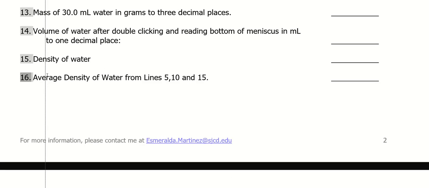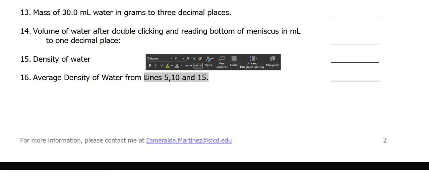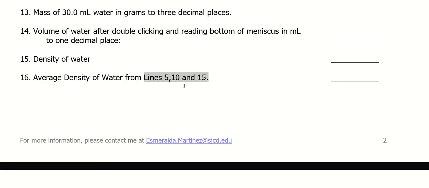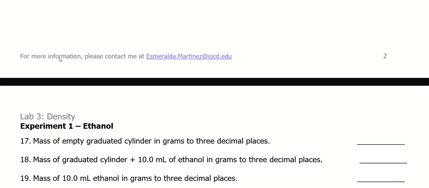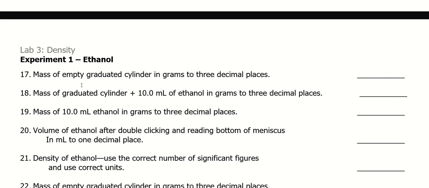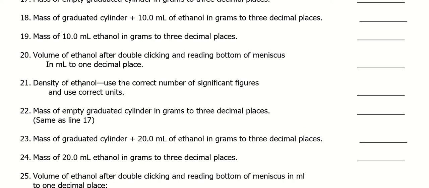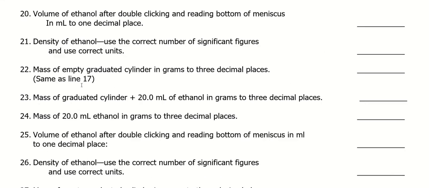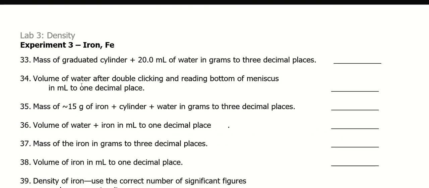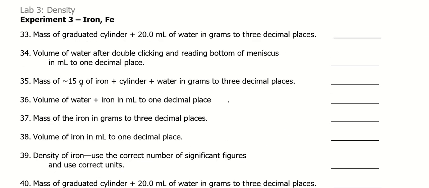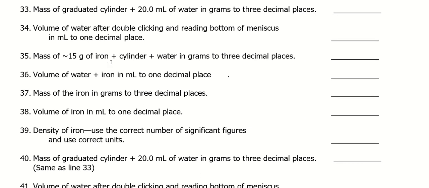Notice that this is in order. So that's on purpose because, for example, here you need to average out the density from certain lines, and that's the reason they're numbered like that. Okay. And then ethanol, basically you're repeating the same thing, except with a different substance, ethanol, right? So you'll get the gist of it once you get into it and you're repeating it over and over. And then for experiment 3, you're working with a metal, so a solid instead of a liquid, okay? But essentially same idea.